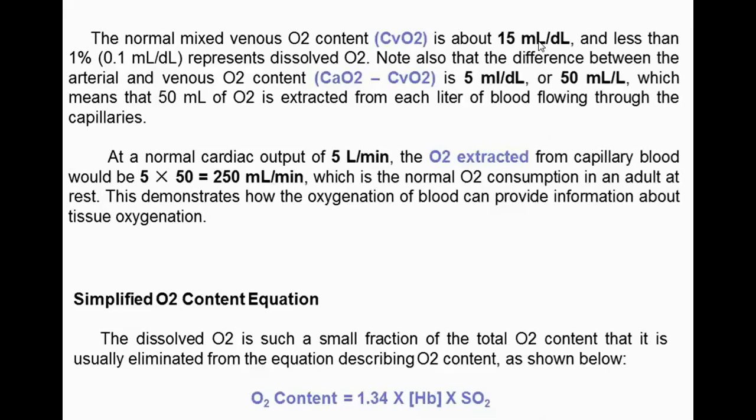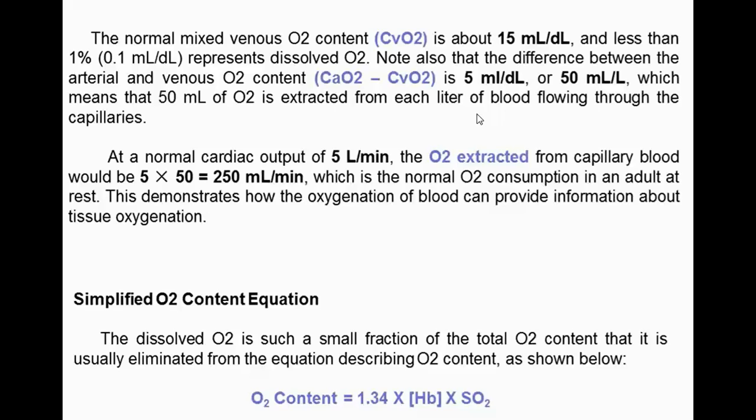So the difference between the arterial and the venous, where did it go? It went to the tissues, so it is uptaken by the tissues. The difference between the oxygen content of the arterial and of the venous is what's uptaken by the tissues. 20 minus 15 is 5 milliliter per deciliter, or in terms of liter, 50 milliliter per liter. Which means that 50 milliliter of oxygen is extracted from each liter of blood flowing through the capillaries. We have a normal cardiac output of about 5 liters per minute.